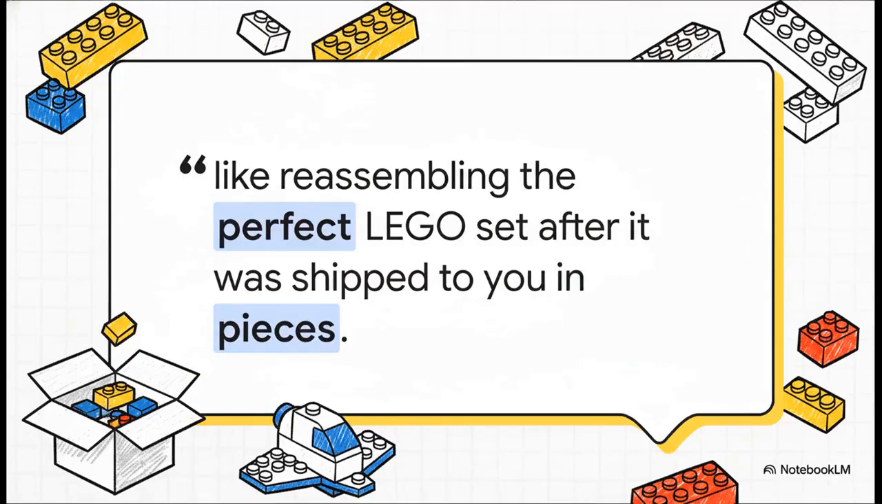And this perfectly illustrates what happens on the other end. When all these packets arrive at the destination, they might be totally out of order. So the receiving computer's job is to collect all of them and then reassemble them in the correct sequence. The source material uses this fantastic analogy. It's like reassembling the perfect Lego set after it was shipped to you in a bunch of little pieces.